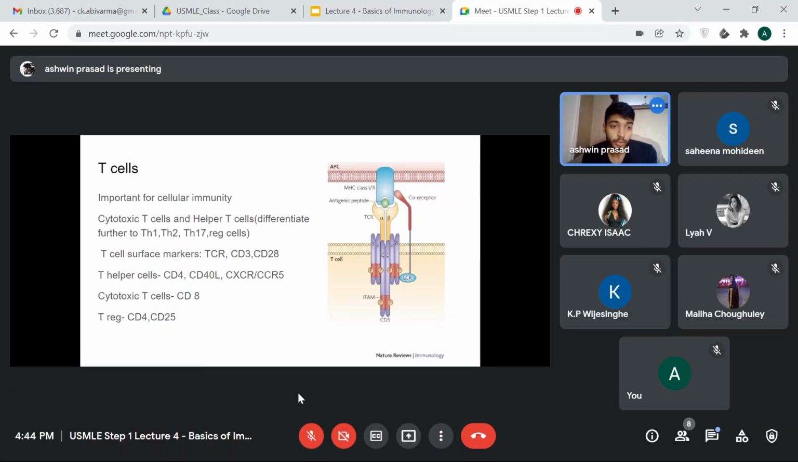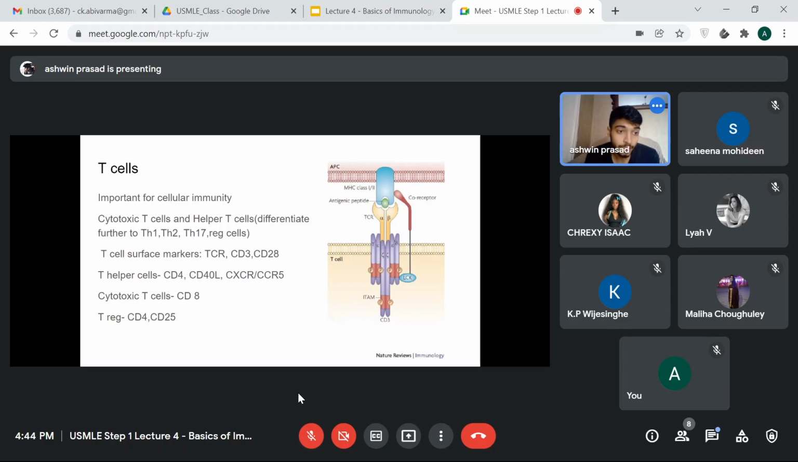So in order for us to classify T cells, we use these CD numbers as a guide. So we have cytotoxic and helper cells. Helper cells mainly contain cluster of differentiation number 4, CD4, and cytotoxic T cells mainly contain CD8.